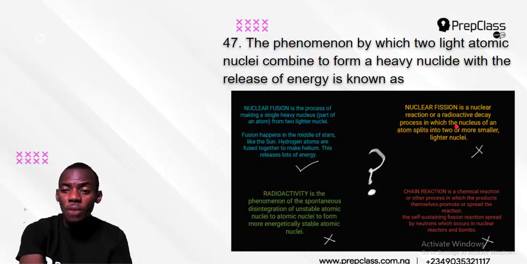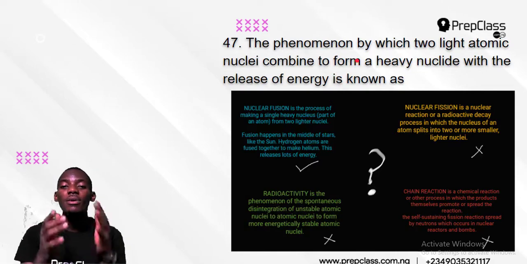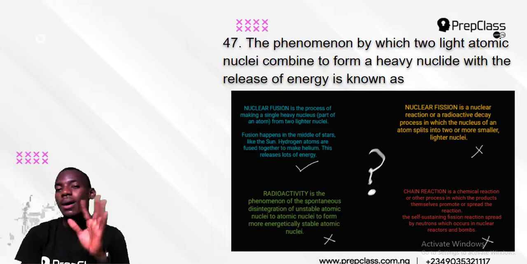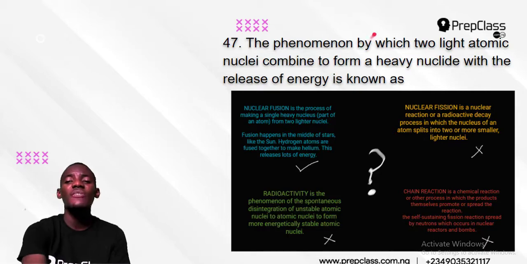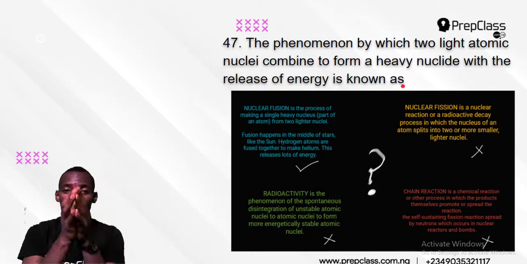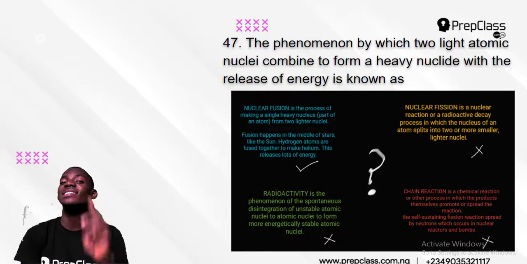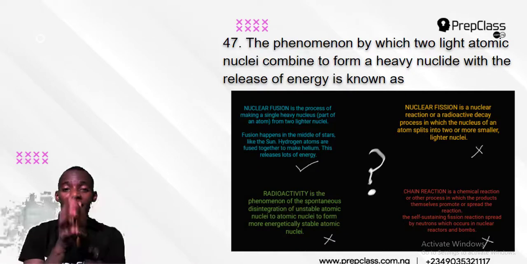So nuclear fusion is the answer we are looking for, because it's the process whereby two light atomic nuclei combine to form a heavy nuclide with the release of energy. So fusion is our answer. But for the sake of next time, let's learn the others. What is the meaning of nuclear fission? Fission is the opposite. When one breaks down into many smaller ones, that's fission. Fission is never the same as fusion. Don't mix up fission and fusion. Fusion is smaller ones creating a bigger one.